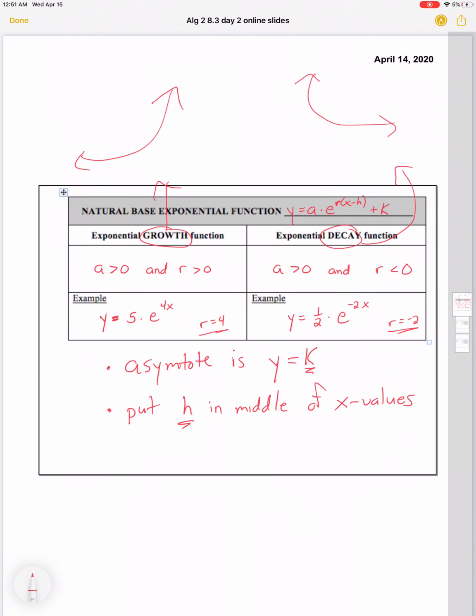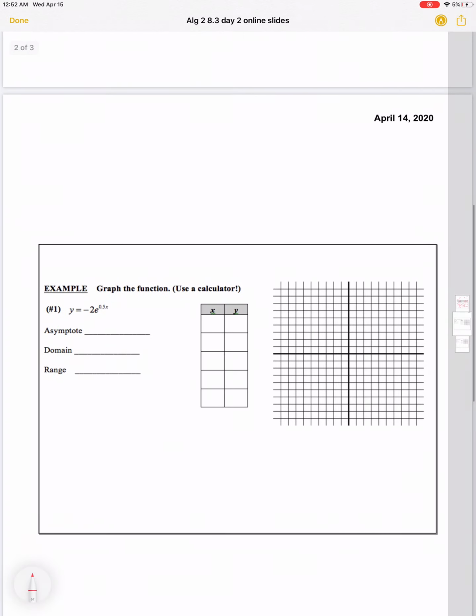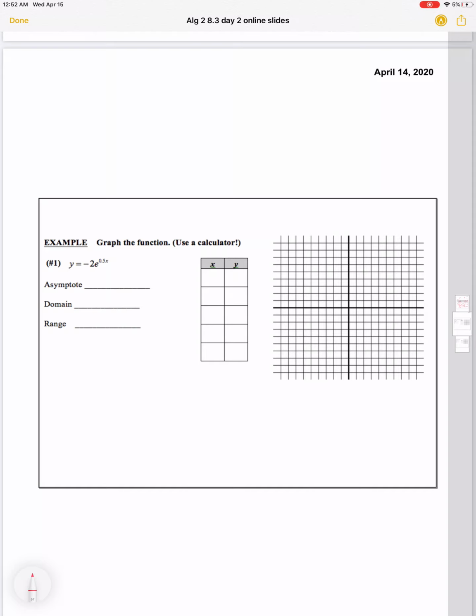Okay, so again, just a summary, asymptote is our k value. We use h to find the middle of the x values. Growth goes up, decay comes down, and then a and r determine if it's growth or decay. And I believe we have 2 graphs. Alright, so use a calculator. Your phone calculator is fine, or else I shared a short video on how to use the calculator on your computer. It's actually super easy, so that might be something you look at doing.